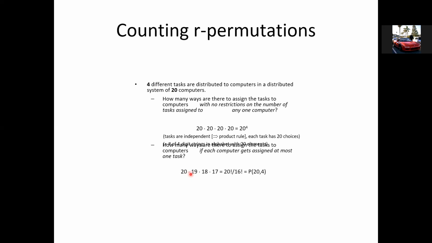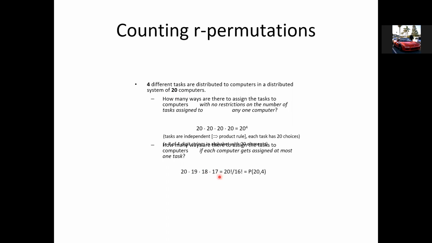So that's an r-permutation for the case of r = 4 out of a set of 20. In other words, I choose a subset of 4 among the choice of 20, and I order them. So it's not just the subset, I order them, because it's important which of these 4 computers does the first task, which one does the second, which one does the third, which one does the fourth. So I choose them and I order them, or I choose them in an ordered fashion in this way.